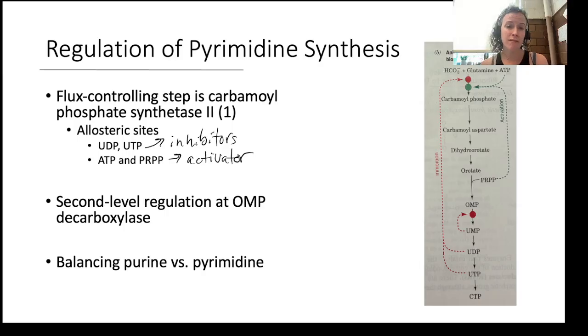There is a second level of regulation here at OMP decarboxylase, a little bit of feedback inhibition there from UMP. So largely regulation of the synthesis of purines and pyrimidines is meant to balance the levels of purines versus pyrimidines. But also when we were looking at purines, we could see kind of balancing within purines as well. The story isn't quite over yet though, folks.